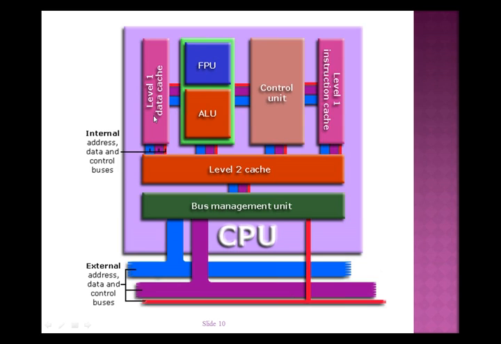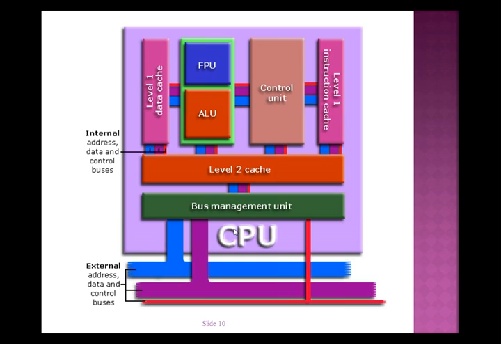There is the level 1 cache, that is the data cache and instruction cache, and the level 2 cache. There is a bus management unit that manages all the operations. This is the CPU, the central processing unit, that contains all these parts. This diagram shows every component of the CPU.